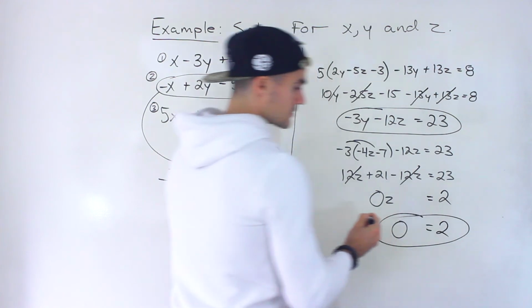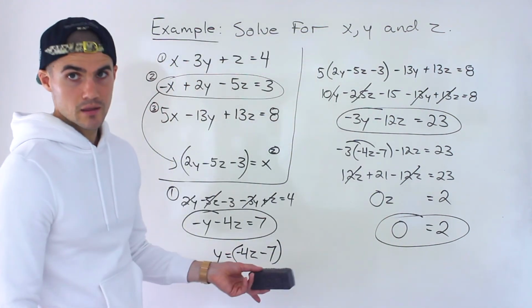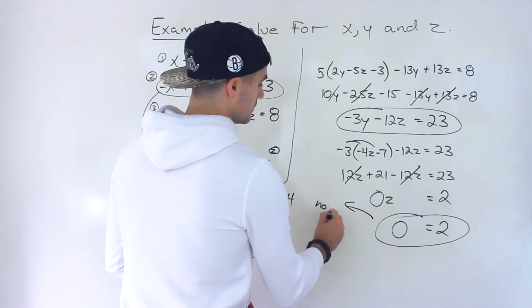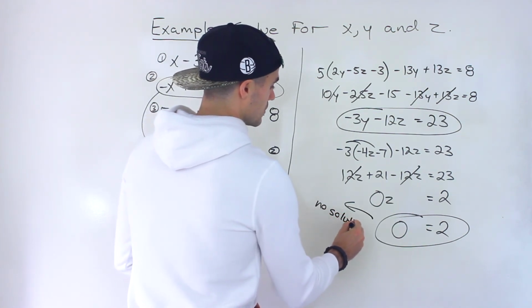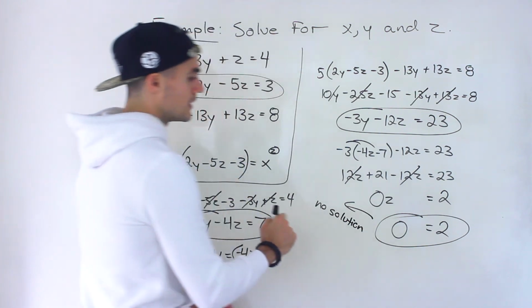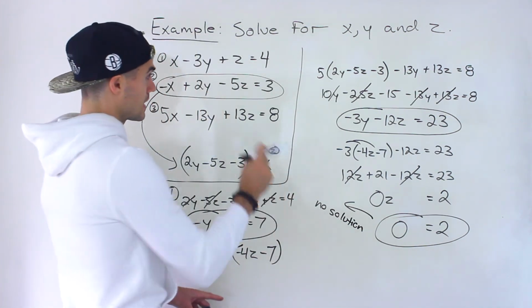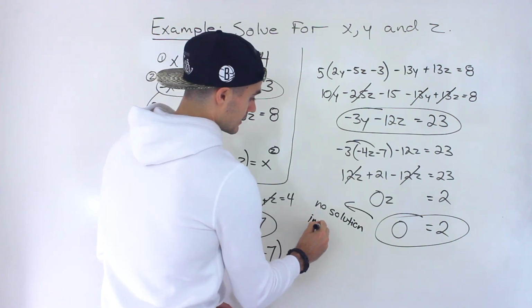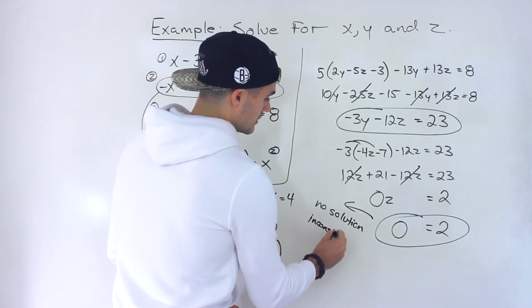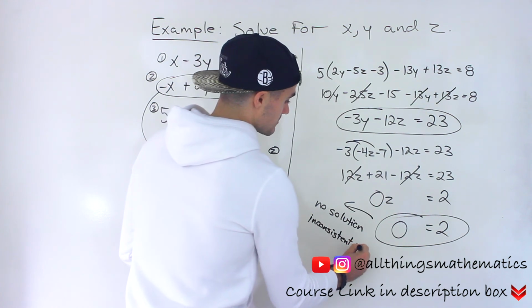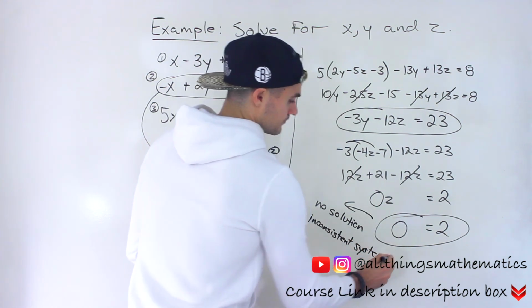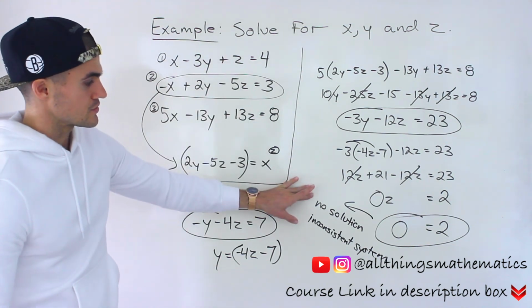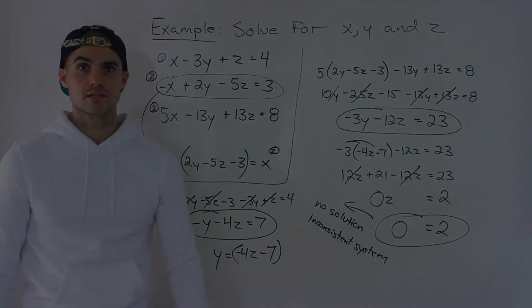And remember, when you get 0 is equal to a number, it means there's no solution. So that's the final answer to this question. There's no solution. Another terminology you might see come up is that this is an inconsistent system. So for this system of equations, there's no solution, or it's an inconsistent system.